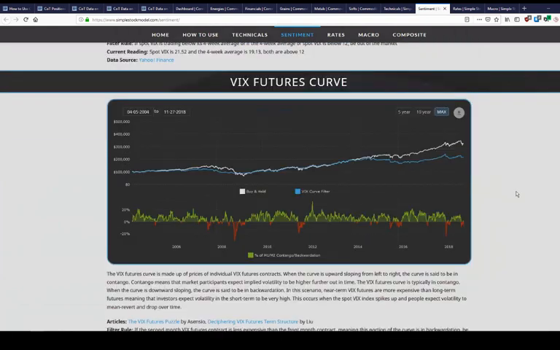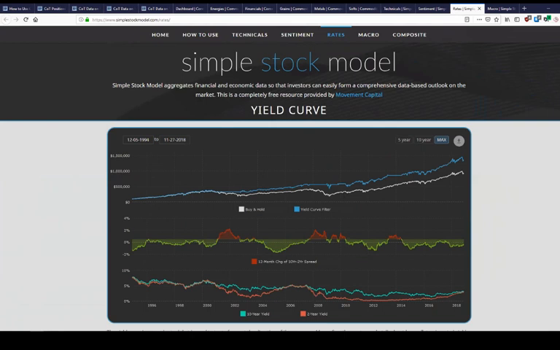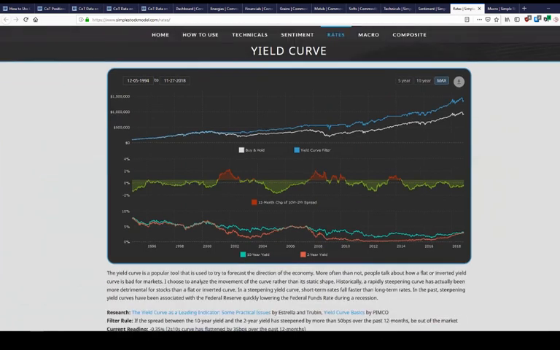We've got the VIX curve. This is as of last Friday. Obviously, based on yesterday's move, it flattened out a bit. We can look at rates. The Treasury yield curve between the 10 and 2 year has flattened by 35 bips over the past year.